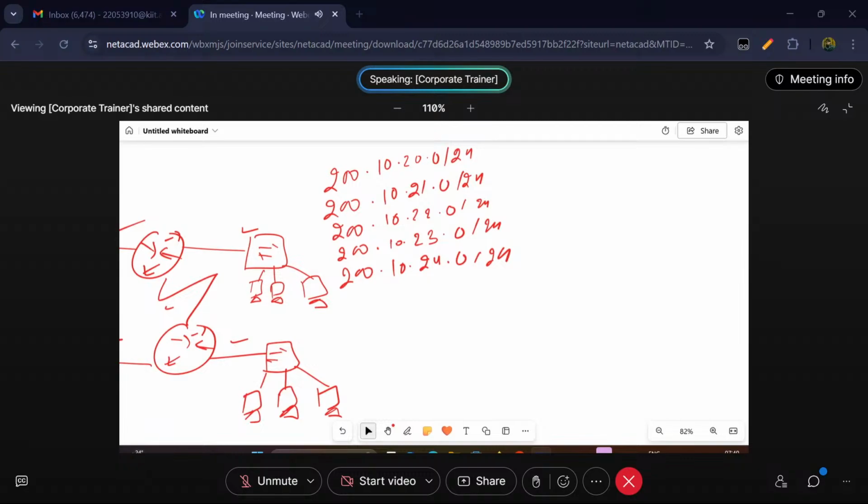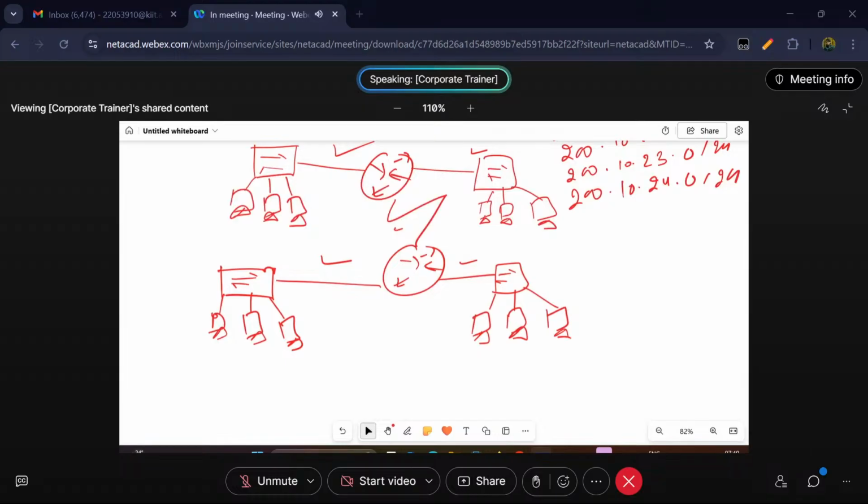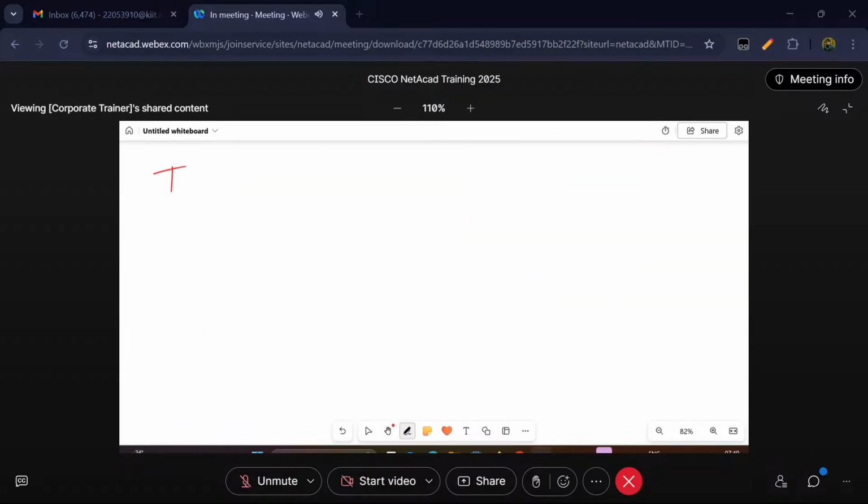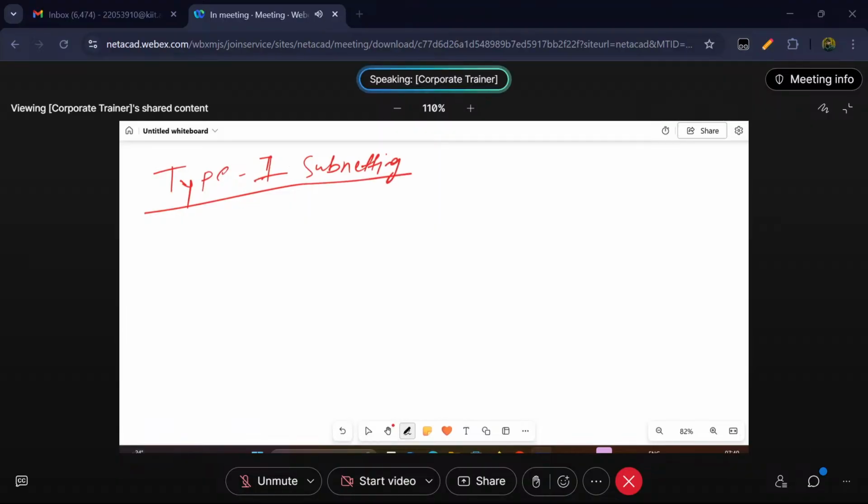Okay, so just write it down. The first type of subnetting is for finding the network. So let it be type 1 subnetting. We'll start with that. Type 1 subnetting, which will be based on finding the network. So you can write it down: type 1 subnetting, and in brackets, for finding network.